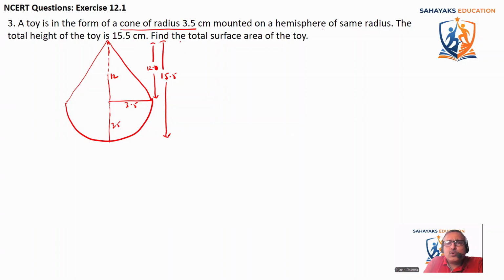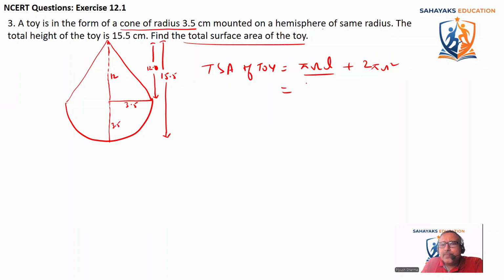Now, find the total surface area of the toy. The total surface area of the toy is equal to, first we take the cone, the lateral surface area of the cone, pi r l, plus the lateral surface area of the hemisphere, 2 pi r square. Now pi r is common. It comes as pi r into l plus 2r.